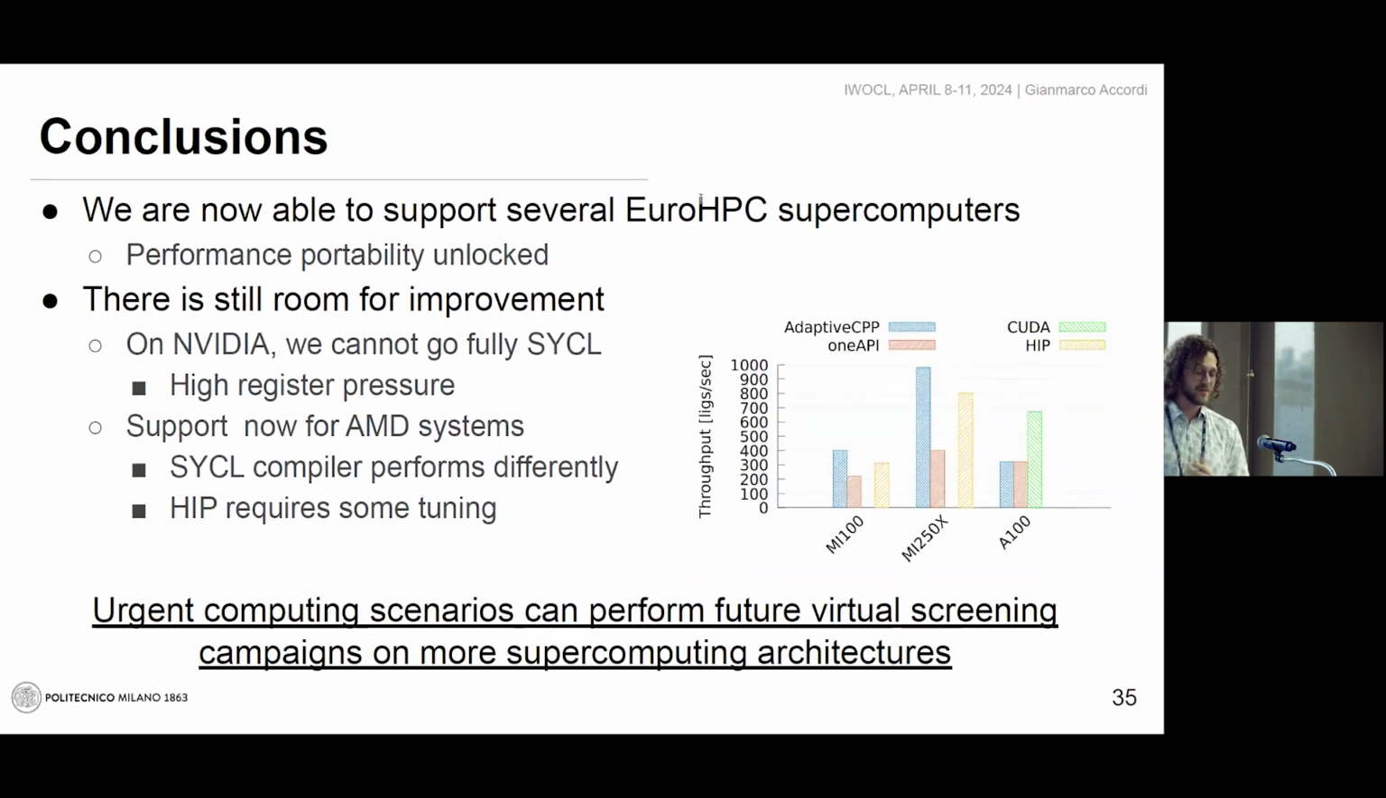That's to wrap up the conclusions. We have been able, with SYCL, to support other supercomputers in Europe. So we are now able to launch on different of them.